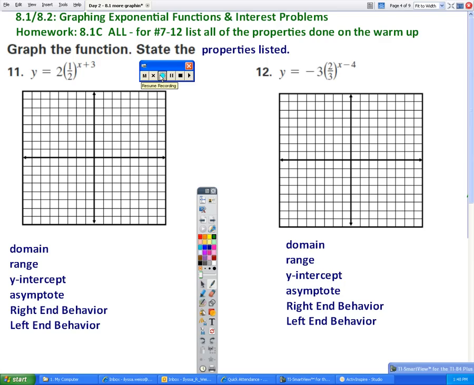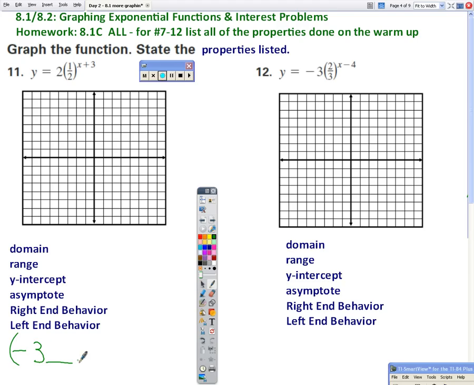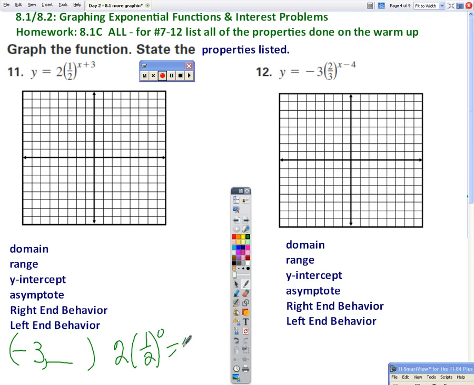So for number 11, I need to choose -3 as the x value of my key point. When I plug that in, I'm going to get 2 times 1/2 to the 0, which is 2 times 1. So I'm going to plot -3, 2. My asymptote's at 0.